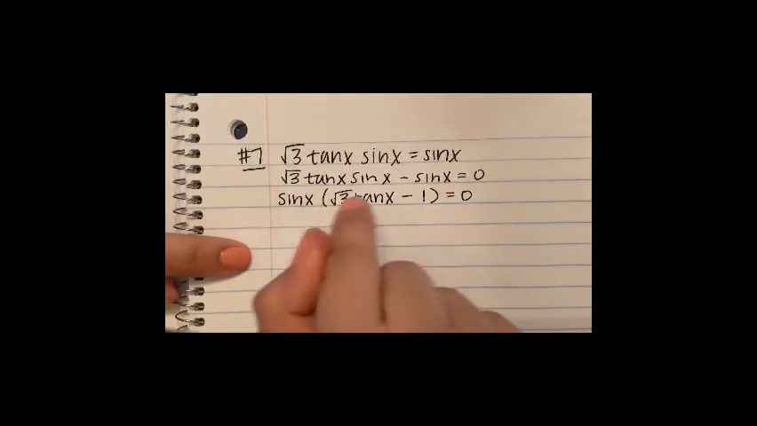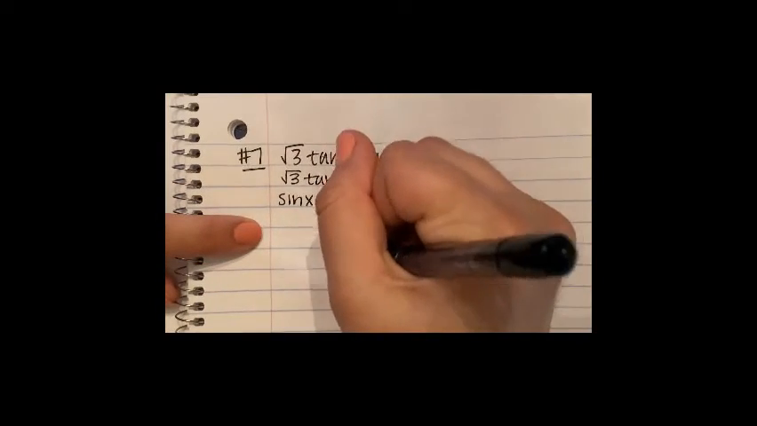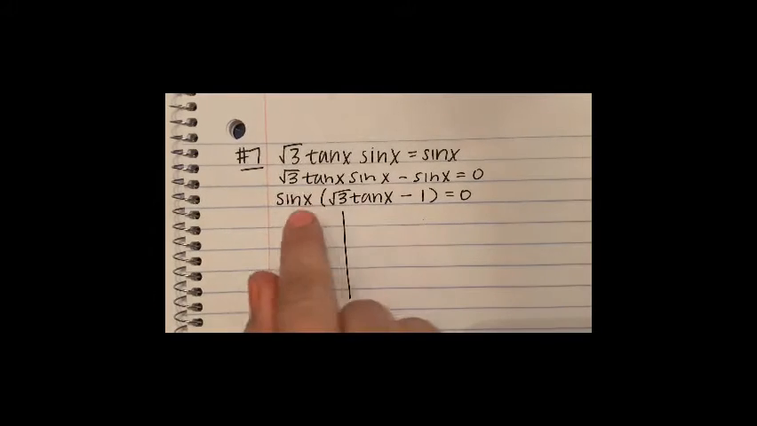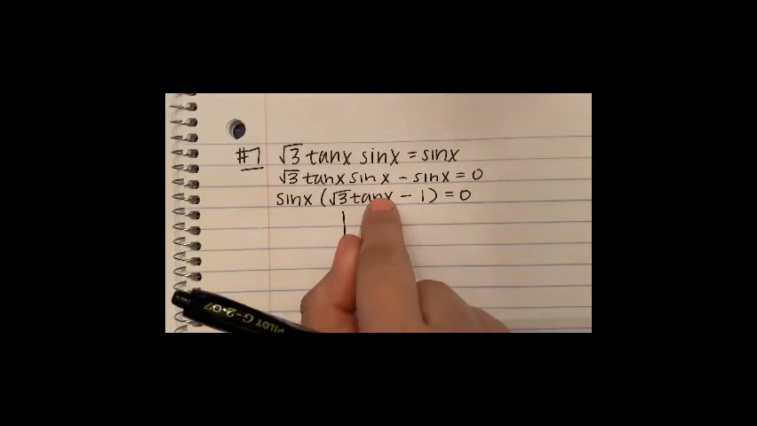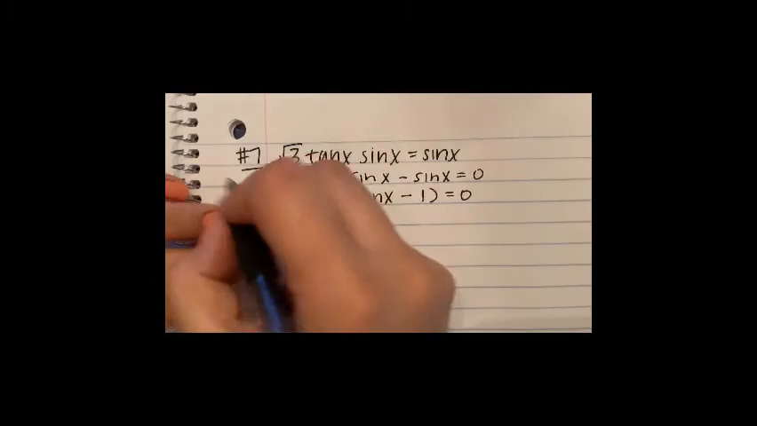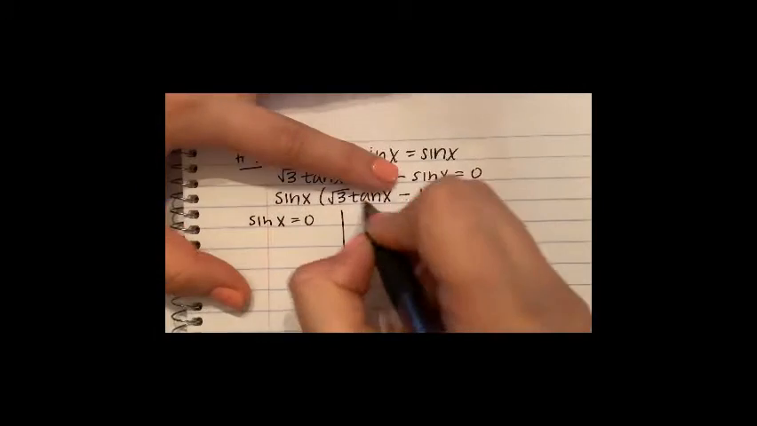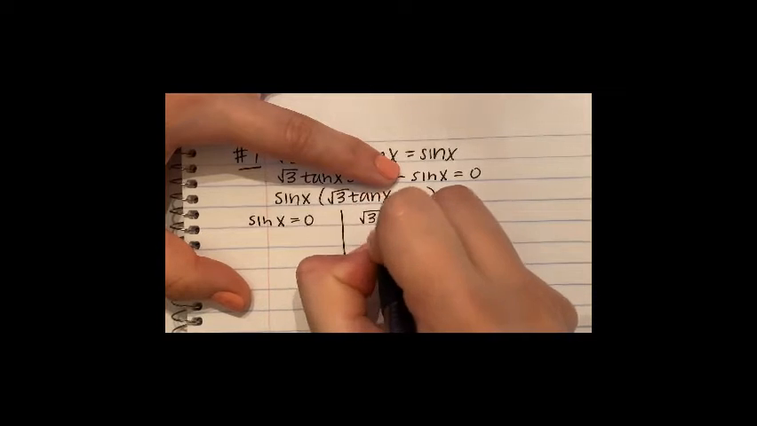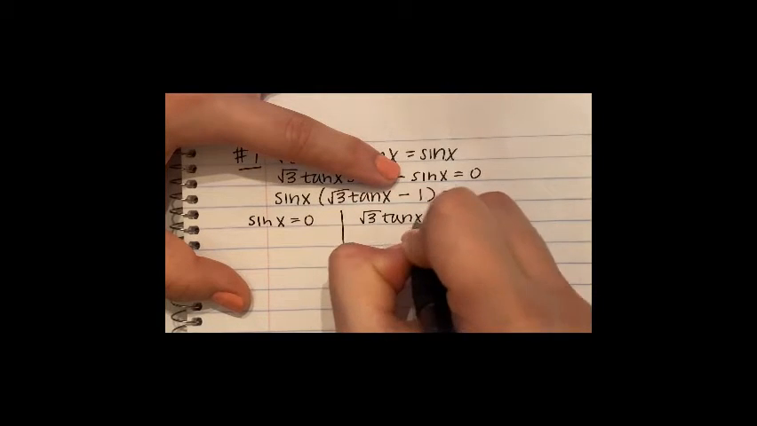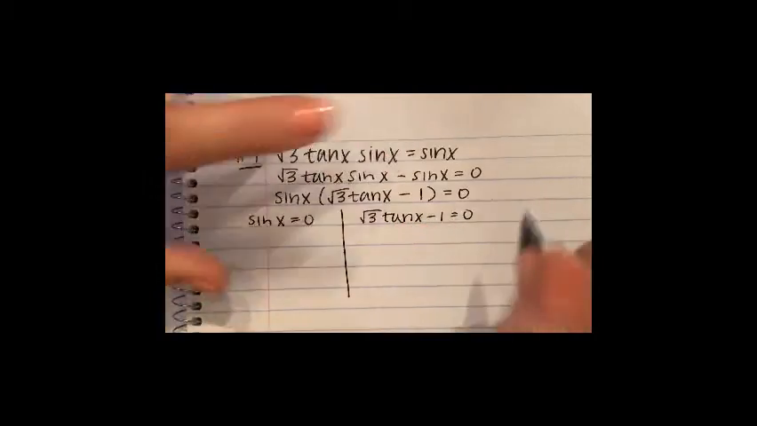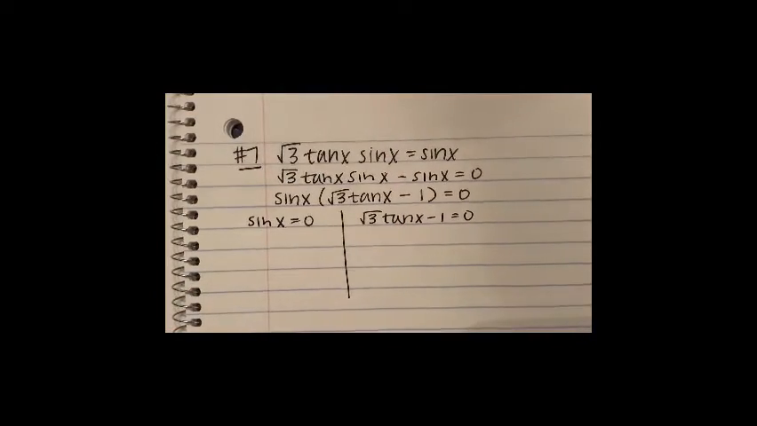Okay, once you factor something out, here are 2 new equations. Sine x and then √3 tangent x minus 1, they'll both equal 0. So I'm going to rewrite both equations. And now I have 2 problems to solve.